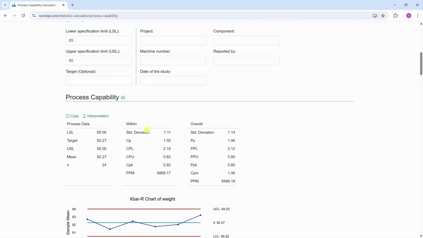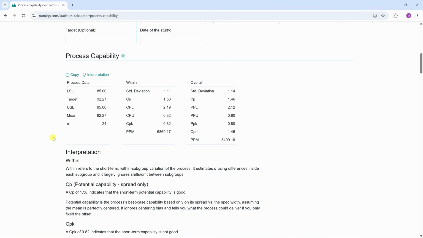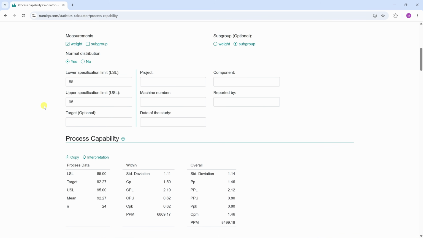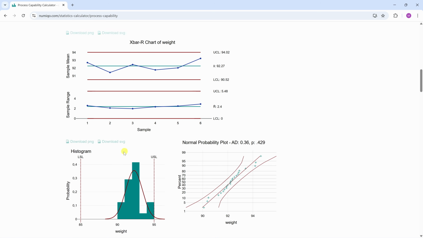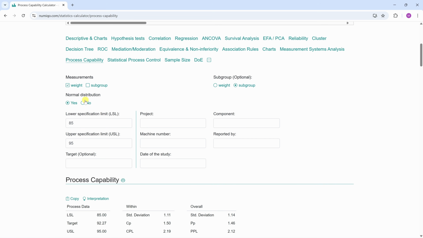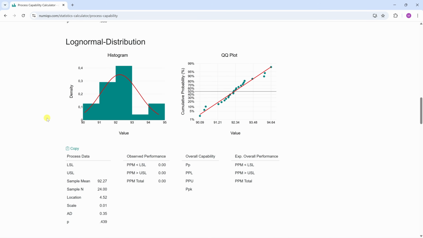And if you like, you can also just click on Interpretation, then you will get a summary in words of this result table. Okay, but now there's another very important point. Classic capability analysis assumes your data are normally distributed. But what if they are not? In this case, you can have a look at non-normal process capability and just click here.